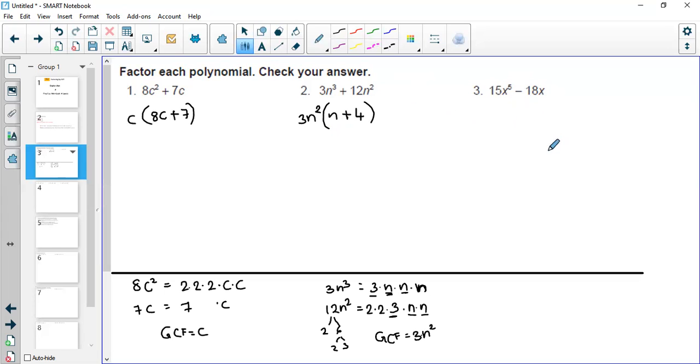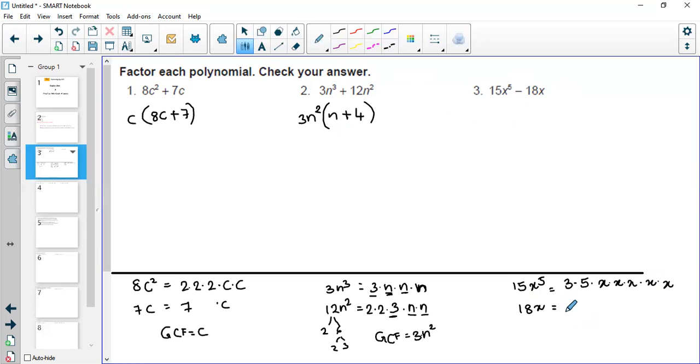Again, similarly, we had to find the GCF of these two. So the GCF of 15x to the power of 5 and 18x. Now 15 is not a prime number, so the prime factorization for 15 is 3, 5, and then x, x, x, x, and x, 5 x's.